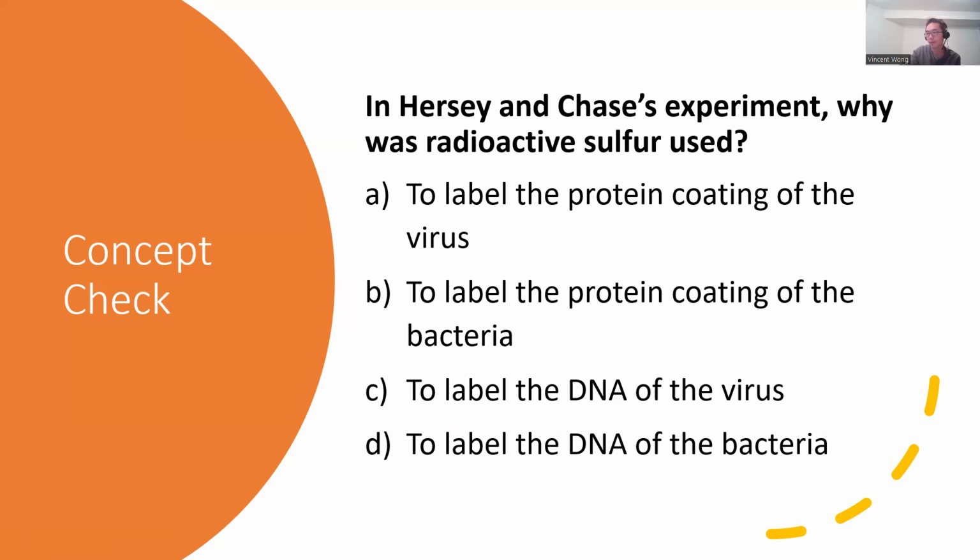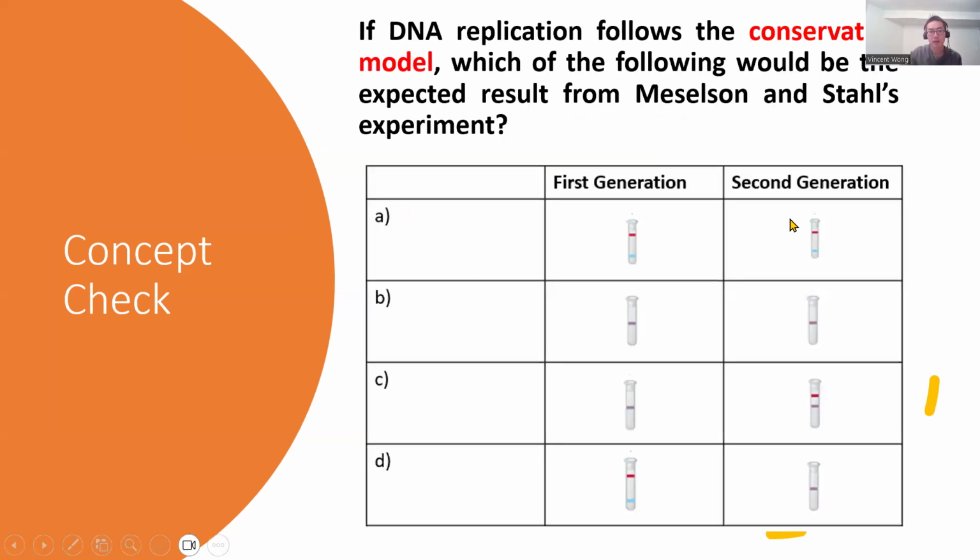The correct answer is to label the protein coding of the virus, the outside shell, so that you can keep track of where the protein goes. This next one is probably quite hard. I'll just tell you the answer.